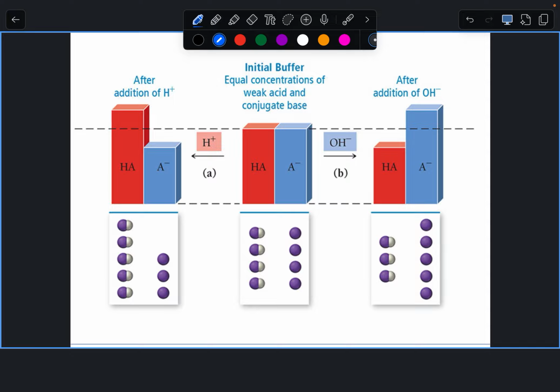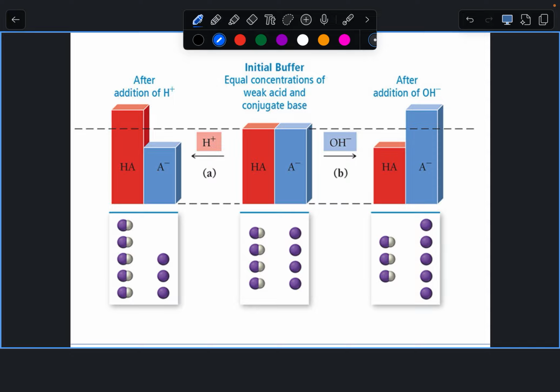On the other side, if I were to add base to just water, it's going to skyrocket the pH, okay? But when I have a buffer in there, that base reacts with the HA and converts it to A minus. So you get a little bit more A minus, a little bit less HA, but the effect on the pH is minimal because you're not actually leaving OH in the water. You're converting it to the A minus and just making the ratios a little bit different.